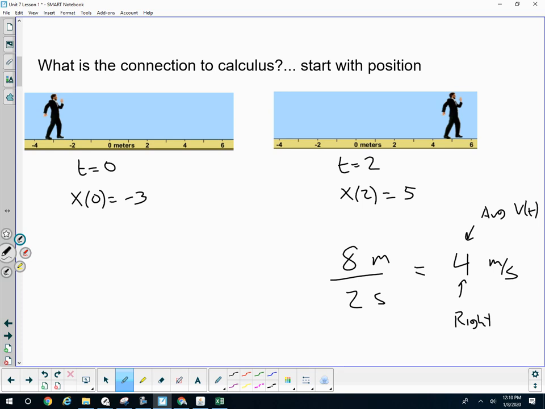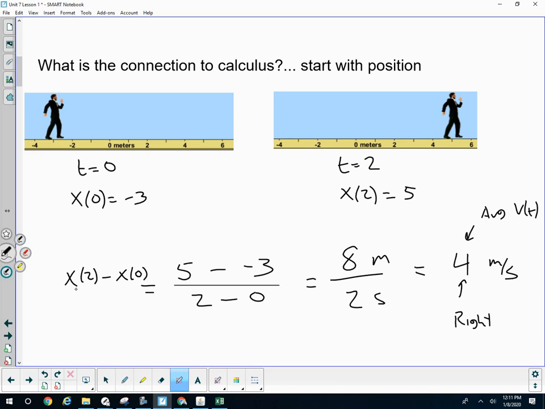Now, what you guys didn't think about, and what you probably didn't realize you were doing, is you were doing these calculations. You were saying, I took my ending position, and I subtracted my initial position, and then I divided by my change in time. Or you did x of 2 minus x of 0 divided by 2 minus 0. You didn't realize you were doing this, but you were.